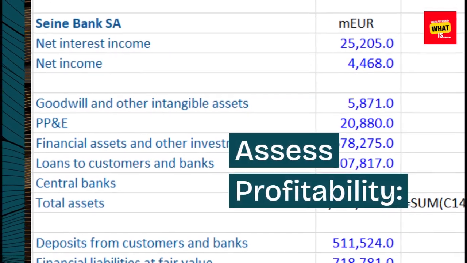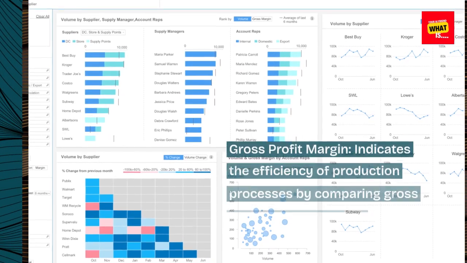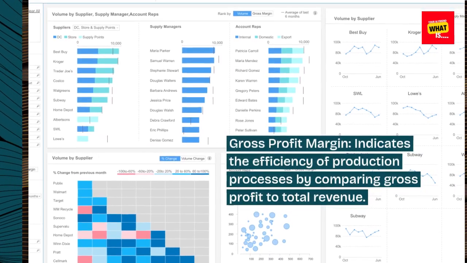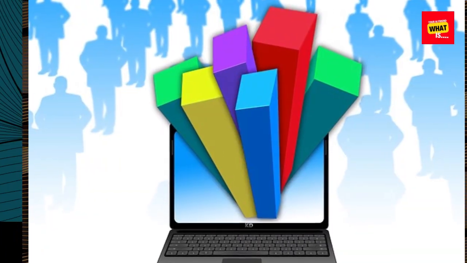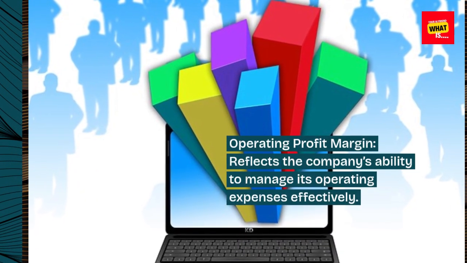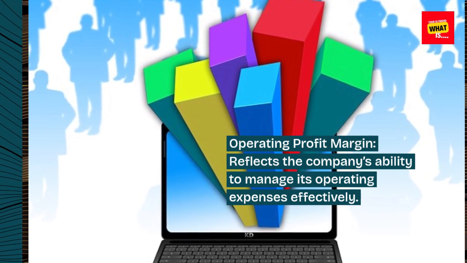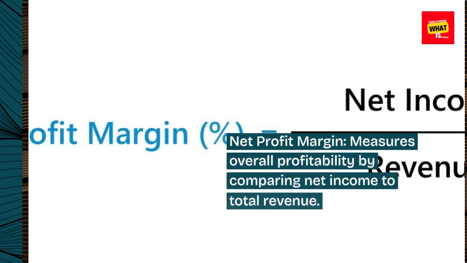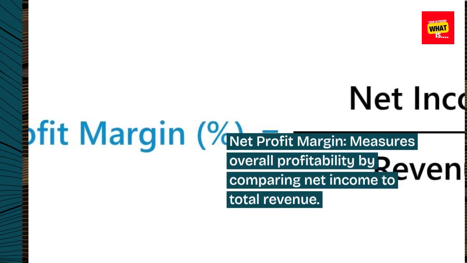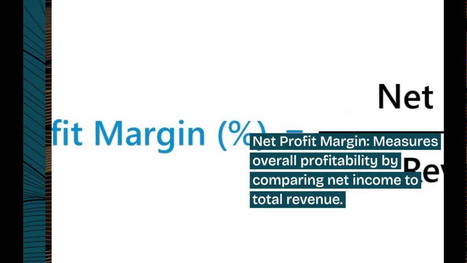Assess profitability. Gross profit margin indicates the efficiency of production processes by comparing gross profit to total revenue. Operating profit margin reflects the company's ability to manage its operating expenses effectively. Net profit margin measures overall profitability by comparing net income to total revenue.